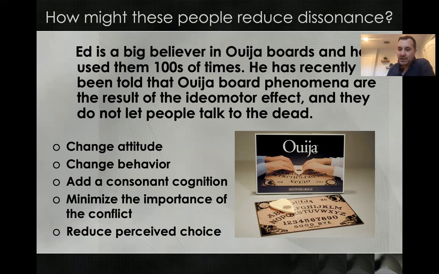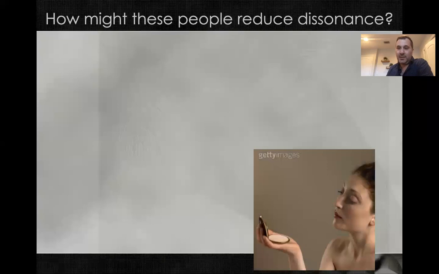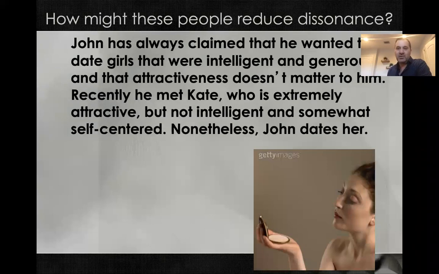So now what I would like you guys to do is give me some ways that people might reduce their dissonance in these hypothetical scenarios. And you're going to do that by writing in the chat. So imagine the following. John has always claimed that he wanted to date girls that were intelligent and generous, and that attractiveness doesn't matter to him. Recently, he met Kate, who's extremely attractive, but not intelligent and somewhat self-centered.